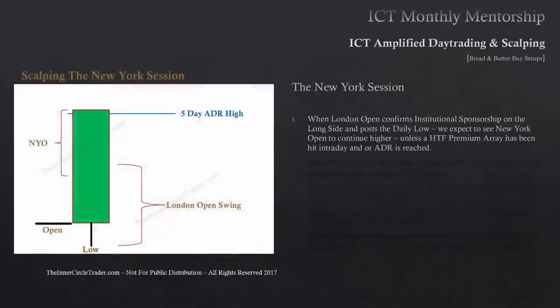Scalping the New York session. When London Open confirms institutional sponsorship on the long side and posts the daily low, we expect to see New York Open continue higher, unless a higher time frame premium array has been hit intraday and/or ADR is reached. We look for intraday swings higher to determine discount range arrays to go long at in the New York kill zone. Basically think prices got to move higher, then it starts to retrace. Think optimal trade entry long. That's basically what I'm describing there.